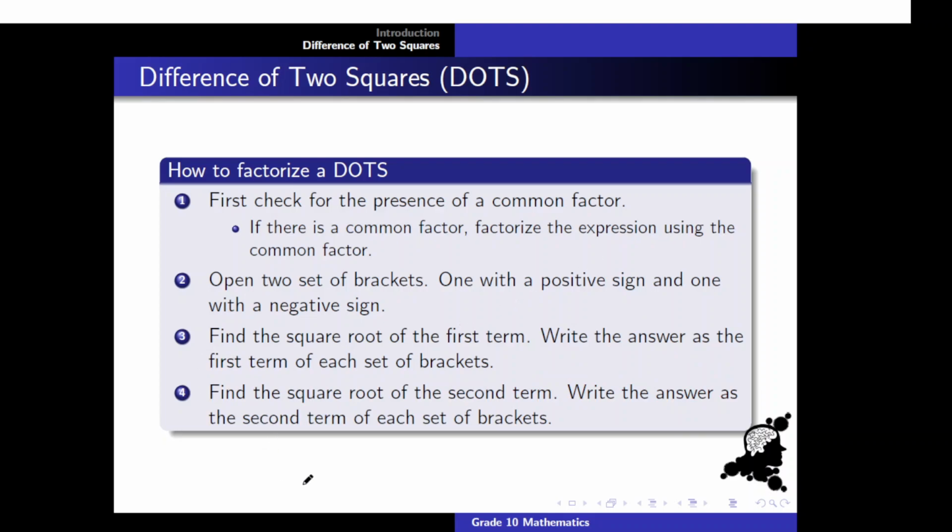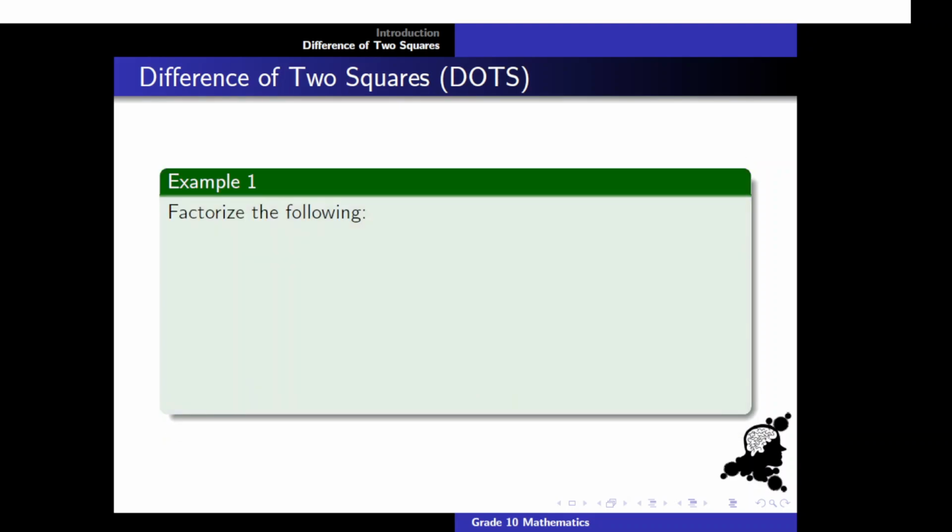So instruction number 4 says we need to find the square root of the second term. Then write the answer as the second term of each set of brackets, as I've done in the example just now. Alright, enough talking. Let's look at the examples and see how we can actually do a practical application of factorizing a difference of two squares.